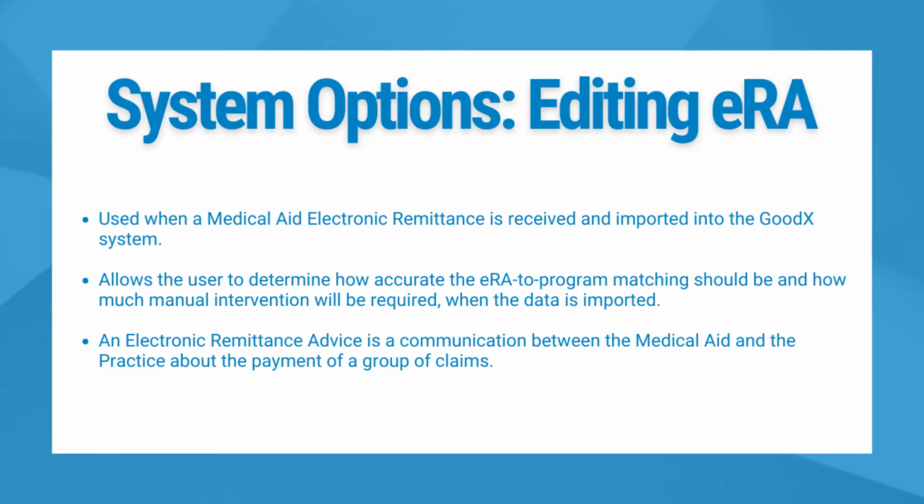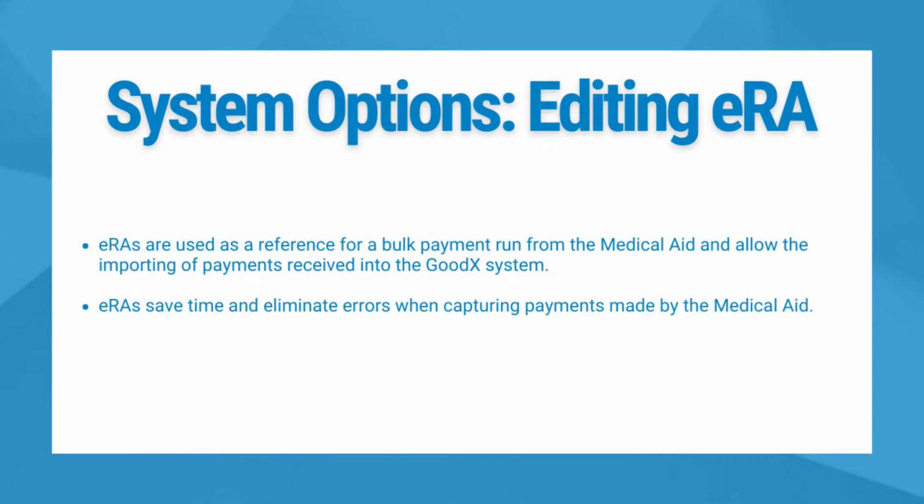An electronic remittance advice is a communication between the medical aid and the practice about the payment of a group of claims. eRAs are used as a reference for a bulk payment run from the medical aid and to allow the importing of payments received into the GoodX system. eRAs save time and eliminate errors when capturing payments made by the medical aid.